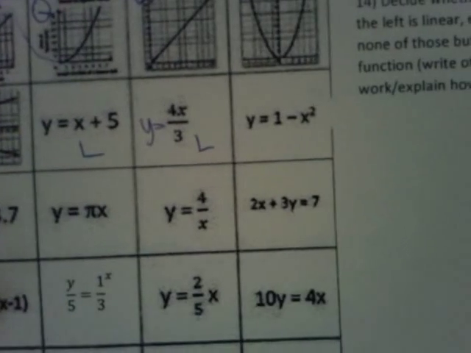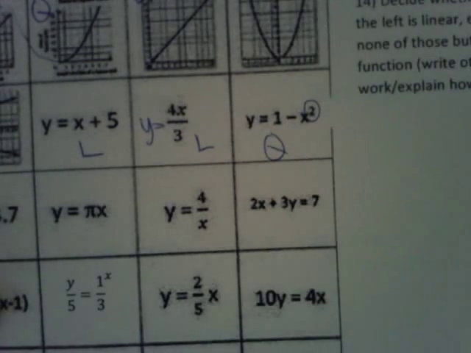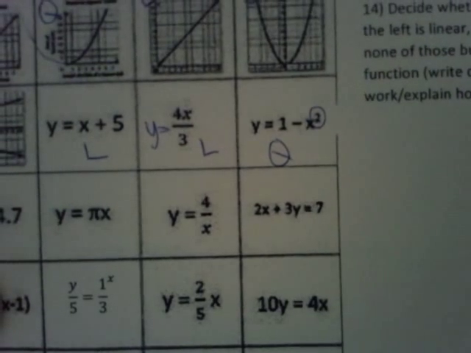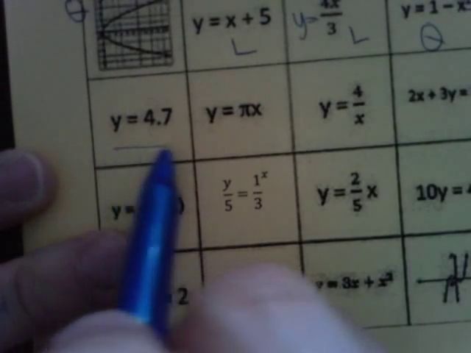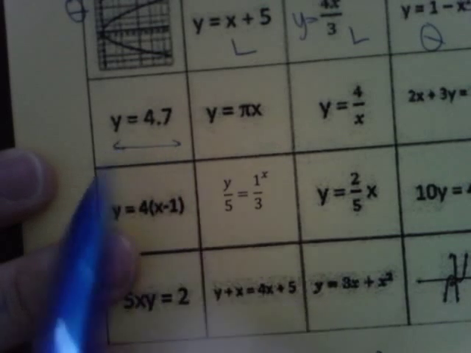What about this next one? It has an x squared, so it's quadratic. The next one, y equals 4.7. This is one of those flat lines that we looked at when we were doing piecewise functions. So this is linear still.